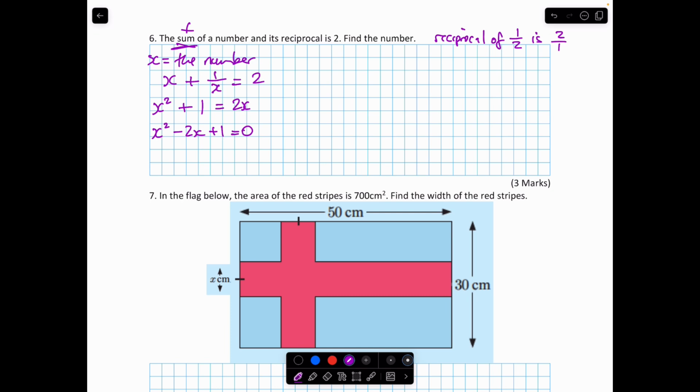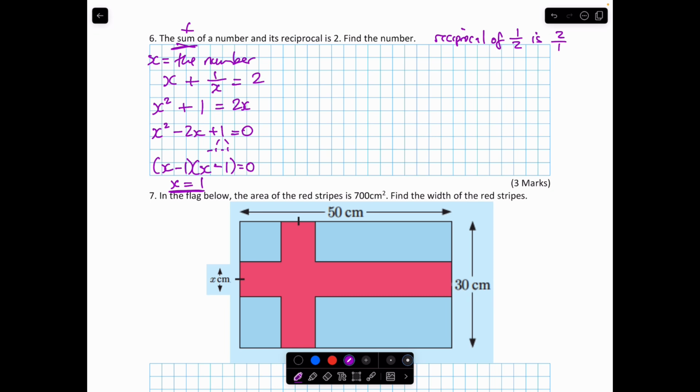There you go. So I'm going to solve it the proper way. First, what numbers can I times together to get 1? 1 and 1. How do I add those together to get -2? I can take them. So you've got x take 1, x take 1 equals 0. So x is going to be equal to 1.